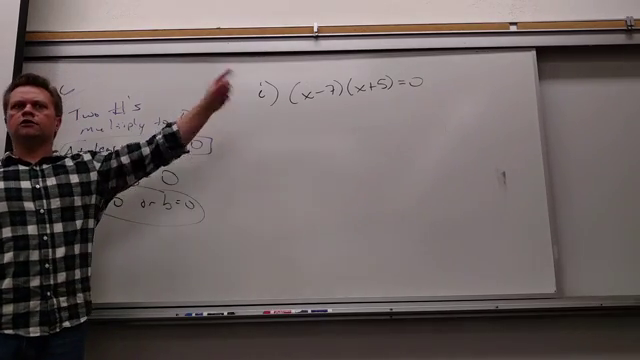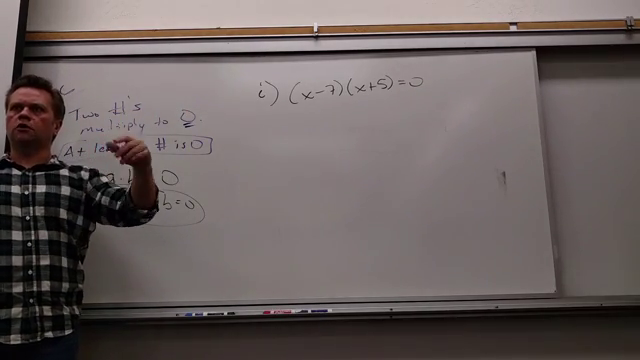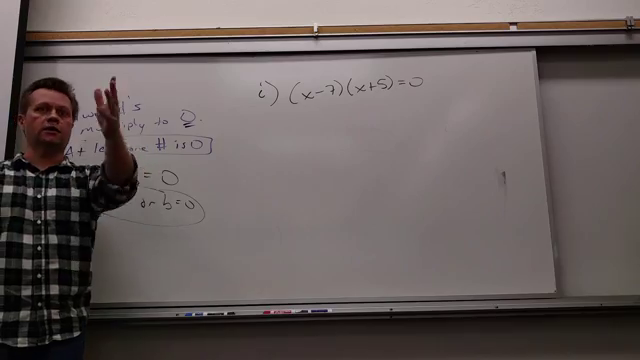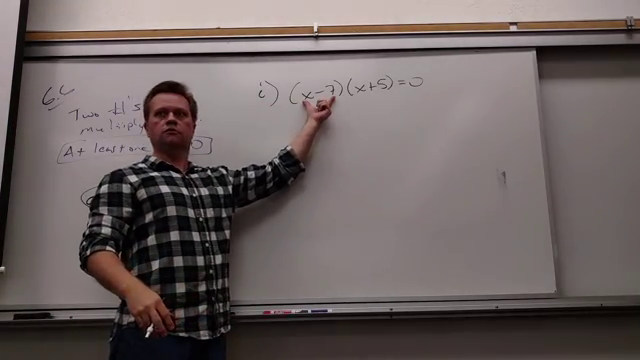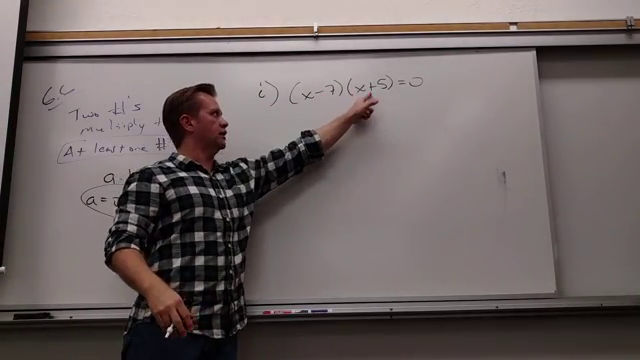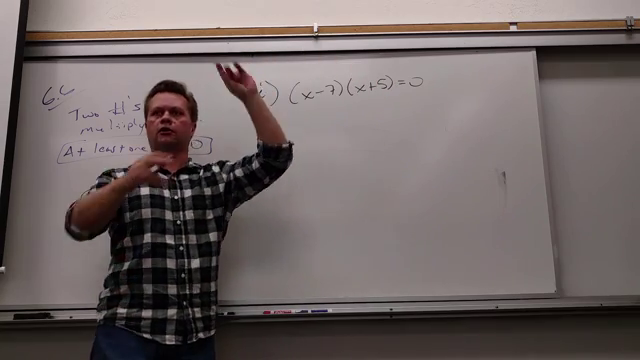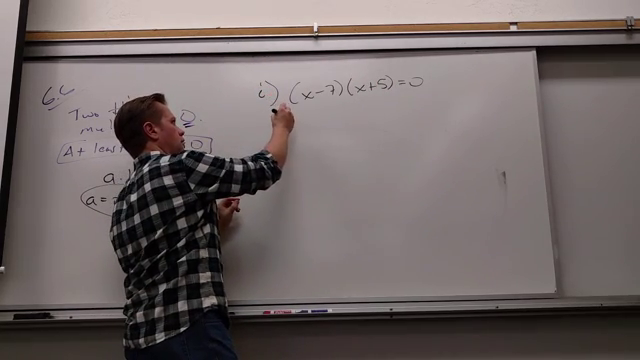Does anyone see how that is? Two numbers multiplied to be 0. What's one of the numbers? X minus 7. Good. That's a number. And that's a number. So that number times that number is 0. Therefore, one of them is 0, right?